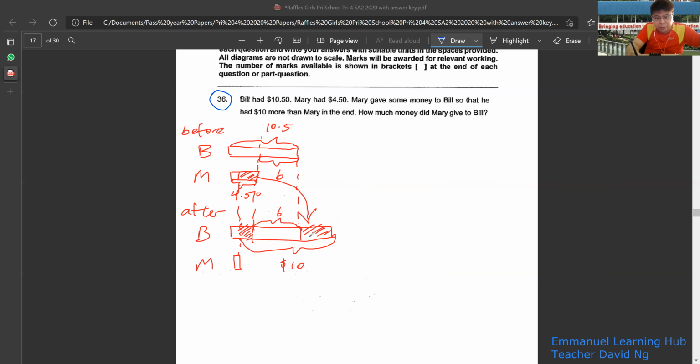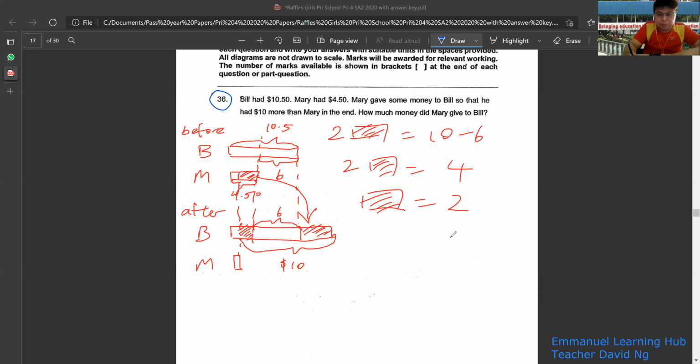Okay, from the model drawing, you can see that two of these is equal to 10 minus 6. Can you see that? Yeah. So two of this is equal to 4. So one of this is equal to 2. Understand? Yeah. So how much money did Mary give to Bill? $2. Mary only gave Bill $2. Okay, understand?